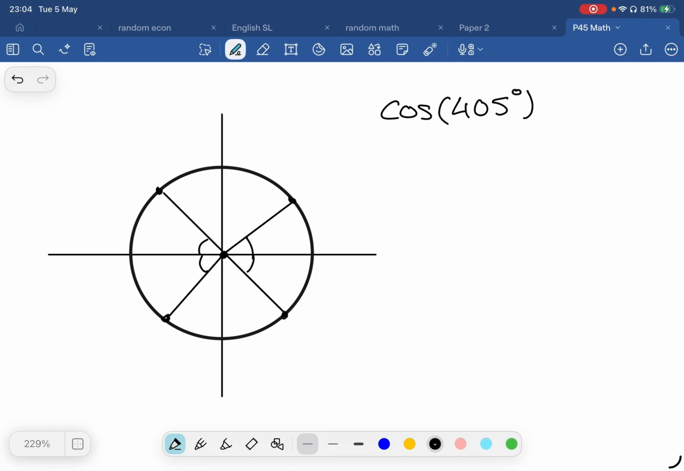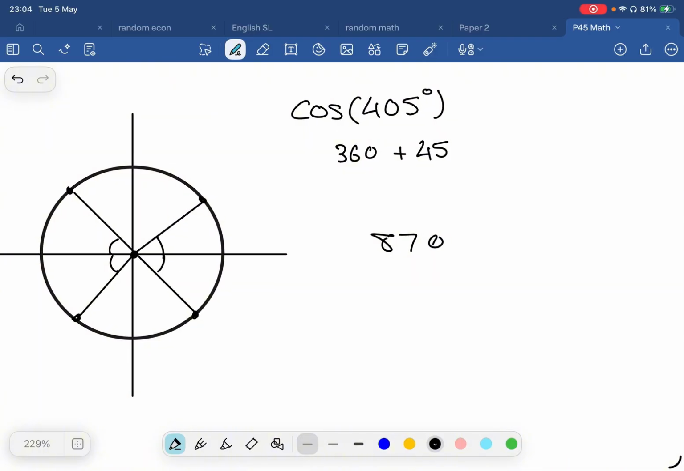So when we look at 405, we can simplify that to 360 plus 45. So this is what you want to do with any large angle you get. You want to try and get as many 360s as you can. So for example, if I had 870, well, 360 goes into 870 twice. So 360 times 2 equals 720. And 870 minus 720 equals 150.